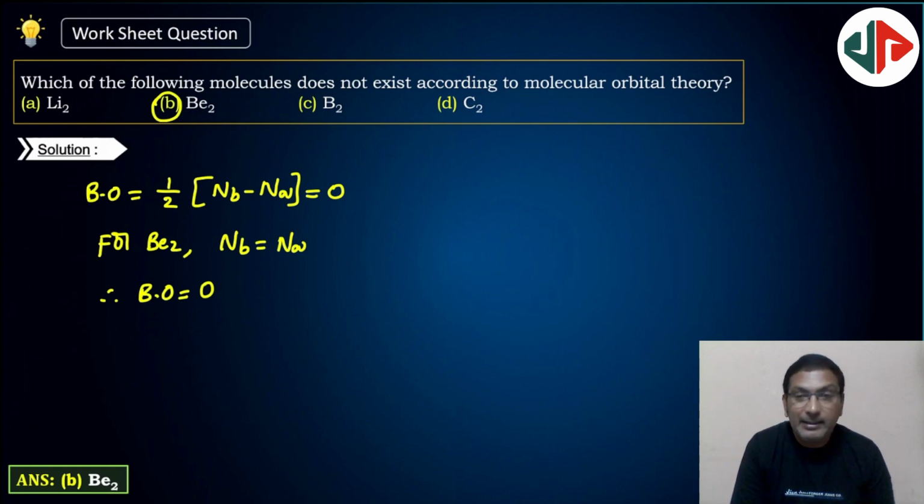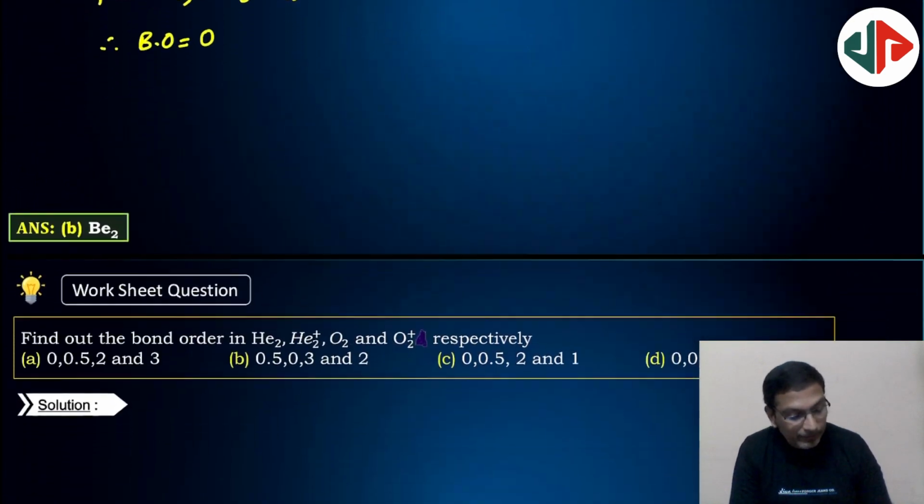So total 8 electrons will be there. 4 in bonding orbital, 4 in anti-bonding orbitals. Therefore bond order will be 0. There will be no bond formation between two beryllium atoms. Next question.